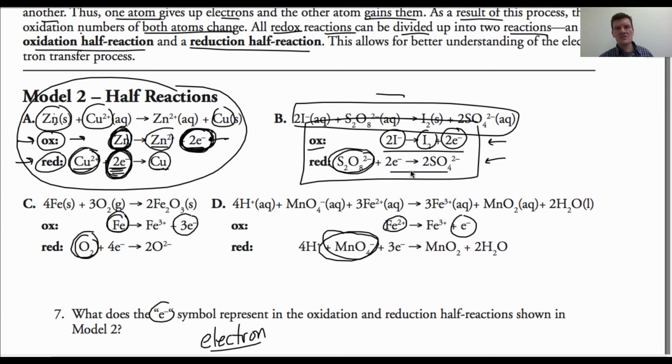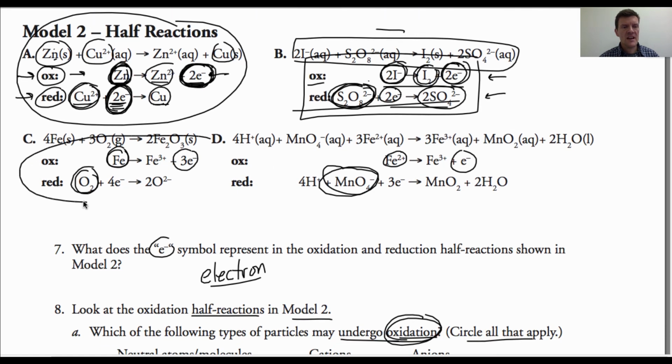And now what we want to do is make sure the number of electrons being lost and gained is the same. They are 2 electrons lost, 2 electrons gained, so you can just add these together with no problem. You don't have to multiply one or the other of the half reactions by any numbers. You just add them together and you would have 2I⁻ and S2O8²⁻ producing the iodine and the sulfate ion. Okay, so that one's not very hard either.